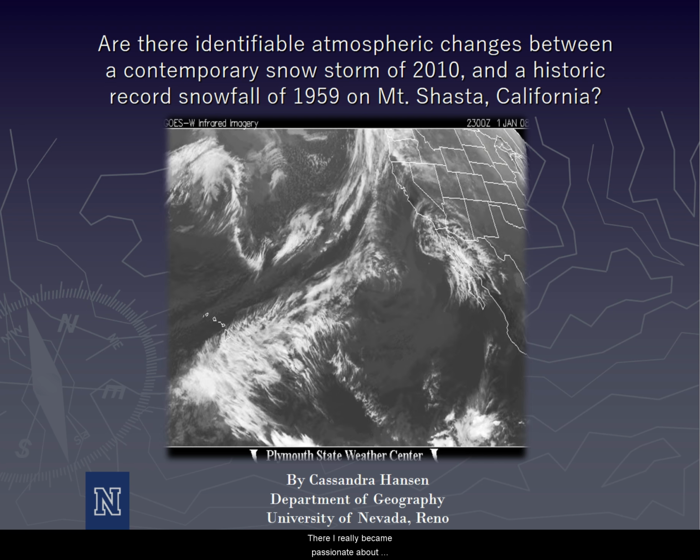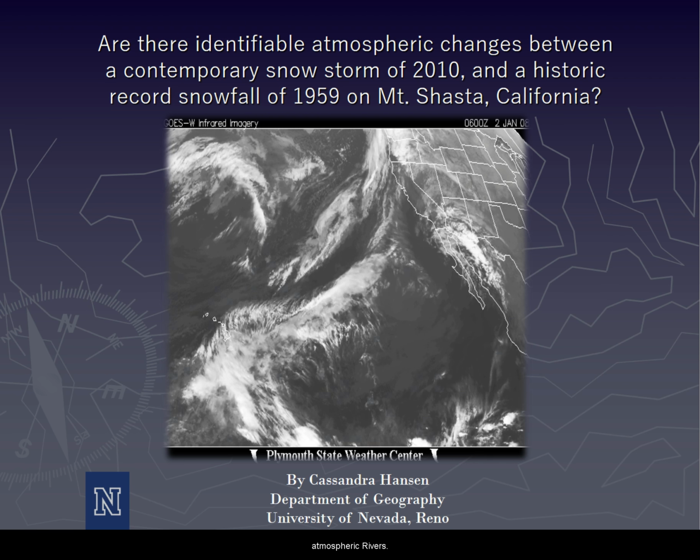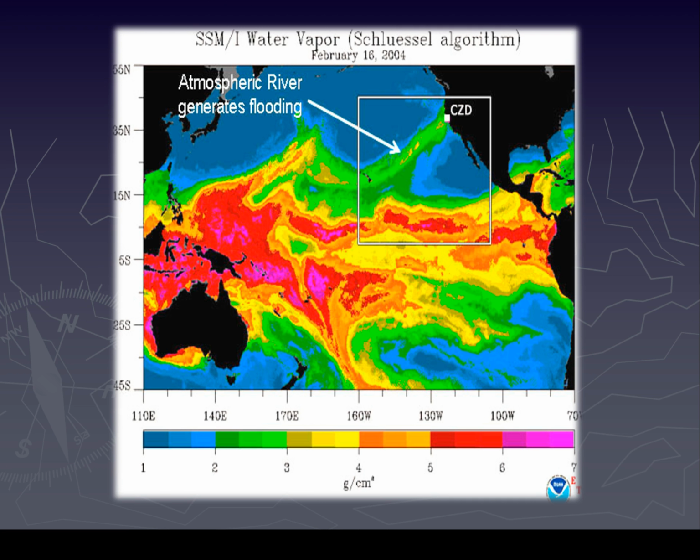So there, I really became passionate about atmospheric rivers, which on this next slide, the atmospheric river is highlighted in the box on your screen. And these are plumes of moisture that come out of the tropics. So we can see that it's coming from Hawaii all the way up to Northern California. Oftentimes, atmospheric rivers were identified as a Pineapple Express.